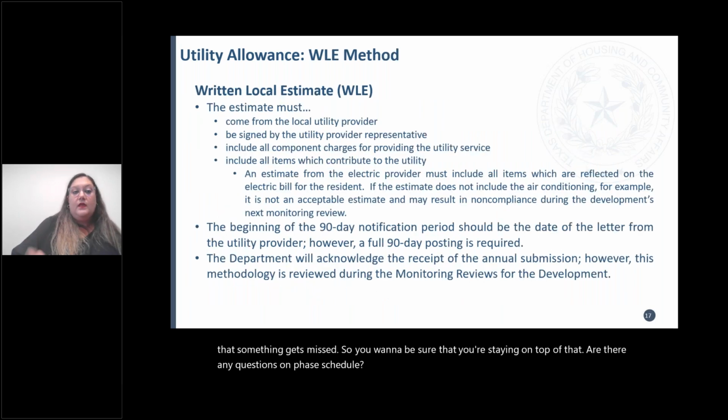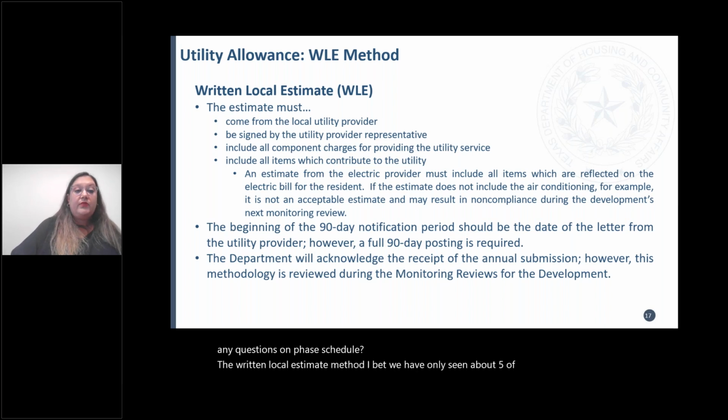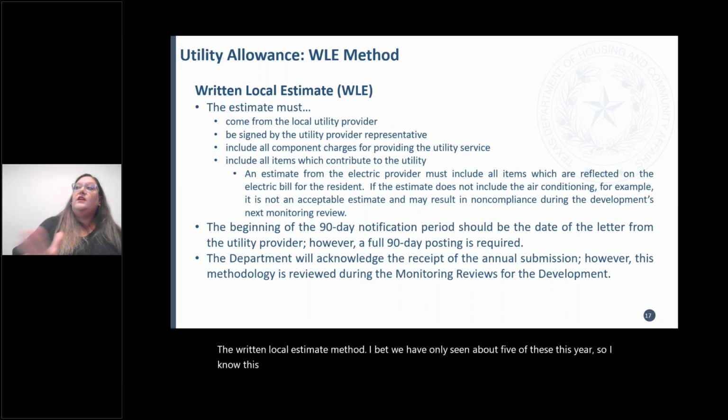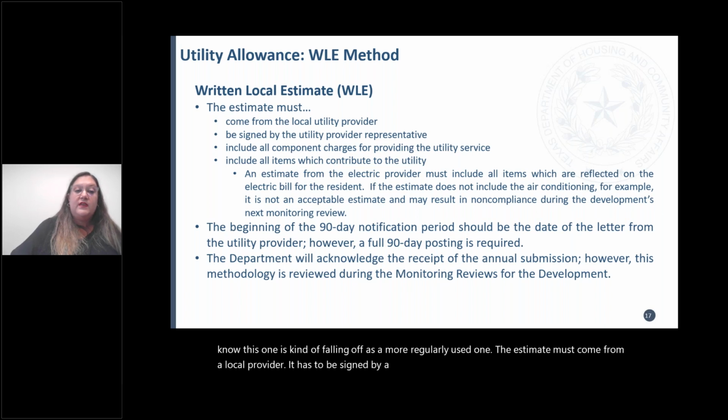Okay. The written local estimate method, I bet we have only seen about 5 of these this year. So I know this one is kind of falling off as the more regularly used one. The estimate must come from a local provider. It has to be signed by a provider representative. It has to include all component charges for the providing utility service item.